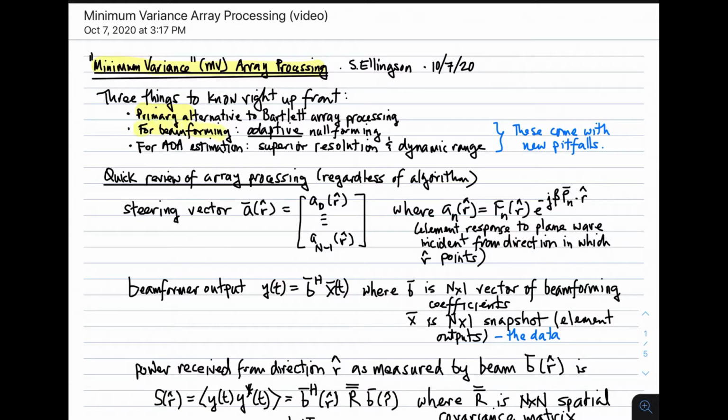For beamforming, MV amounts to adaptive null forming. And thirdly, for angle of arrival estimation, MV yields resolution which is superior to and dynamic range which is superior to Bartlett processing. However, these advantages come with new pitfalls.